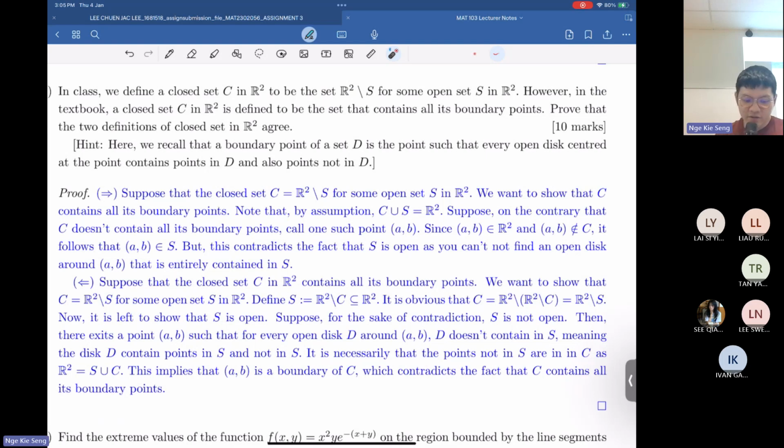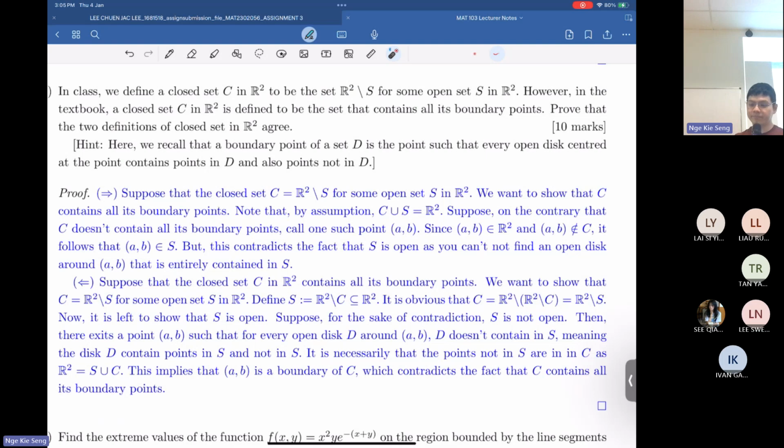I suppose on the contrary it doesn't contain all its boundary points. Okay, so this is a proof technique. In this question, I don't require you to imagine what is a boundary point, what is an open set, a closed set. What I want you to do is just based on definition and logic. Pure definition and logic. Set theory, because you have done discrete math. So suppose, on the contrary, C doesn't contain all its boundary points.